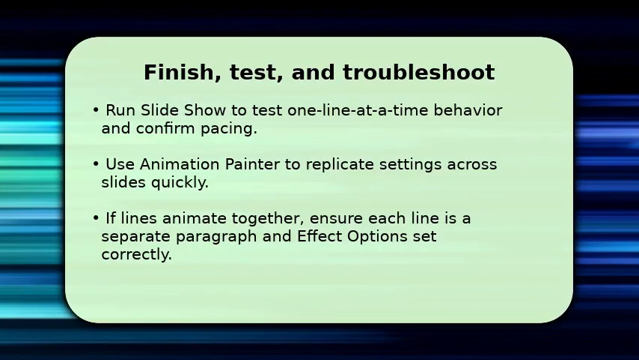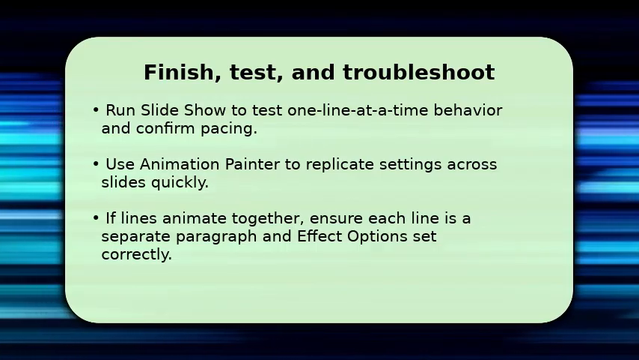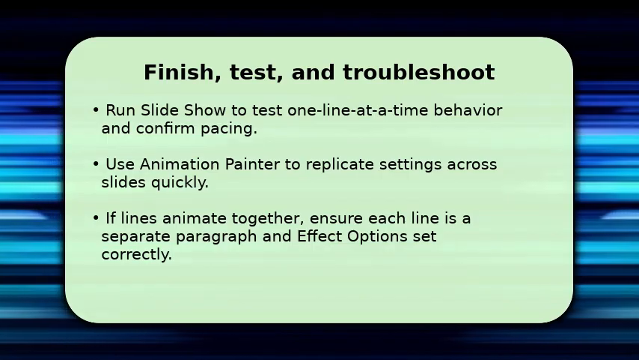If something goes wrong, lines animate together or skip. Stop and check two things: that each line is its own paragraph, and that effect options are set to animate by first-level paragraphs rather than all at once. Re-preview until it reads smoothly and you're done.